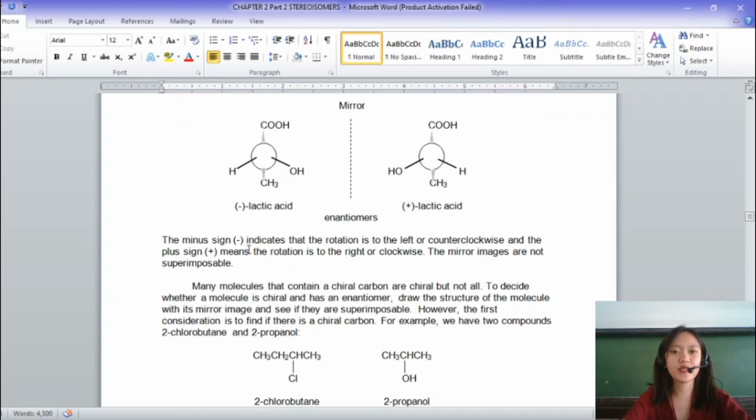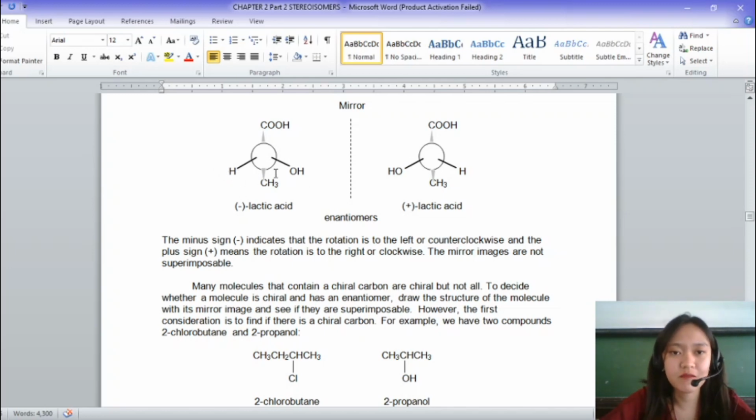Okay, so tapos na tayo dito. The minus sign indicates that the rotation is to the left or counterclockwise, and the plus sign, positive, means the rotation is to the right or clockwise. Again, when the mirror images are not superimposable, it means that it is a chiral substance. So, stereoisomers sila. Why? Because the mirror images are not superimposable. If you place the positive lactic acid on top of the negative lactic acid, they will not coincide perfectly. Why? Because OH ang nasa left dito, while on the other side, the H ang nasa left side.